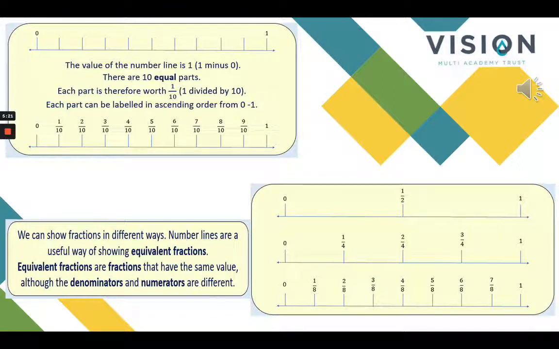This number line has a total value of 1. There are still 10 parts, and so the value of each part is 1/10, which is also the same as 0.1. We can show fractions in different ways. Number lines are a useful way of showing equivalent fractions. Equivalent fractions are fractions that have the same value, although the denominators and numerators are different.